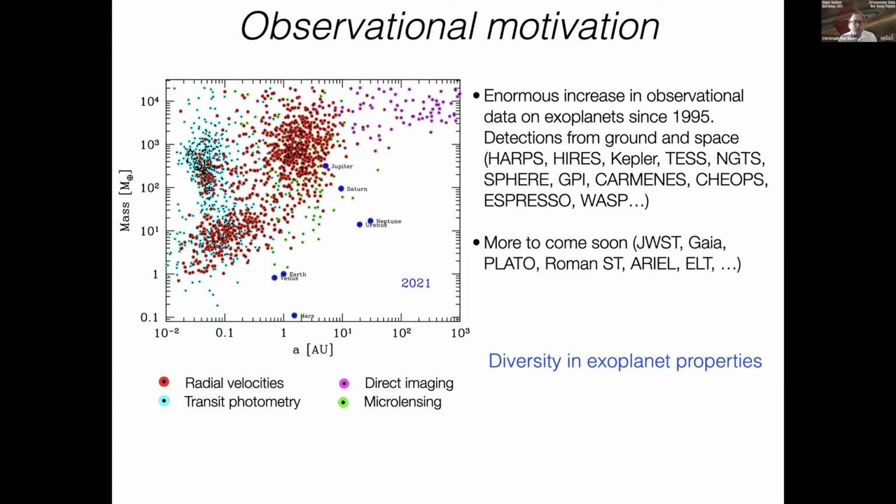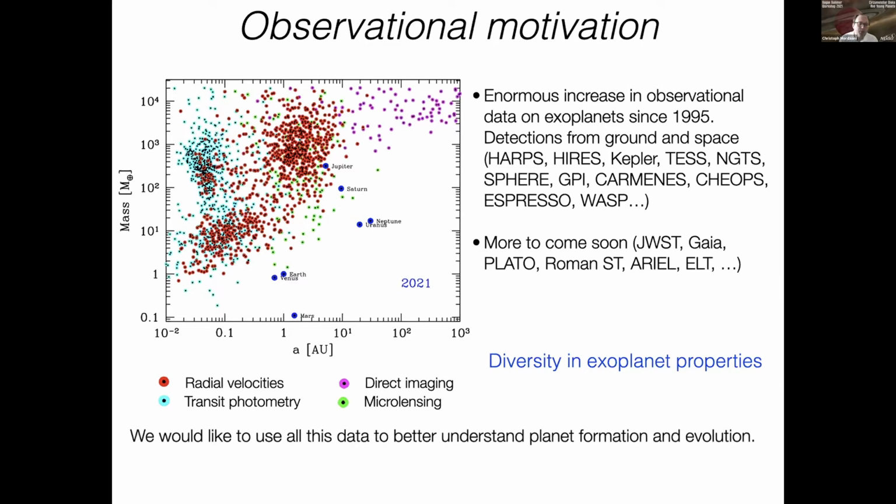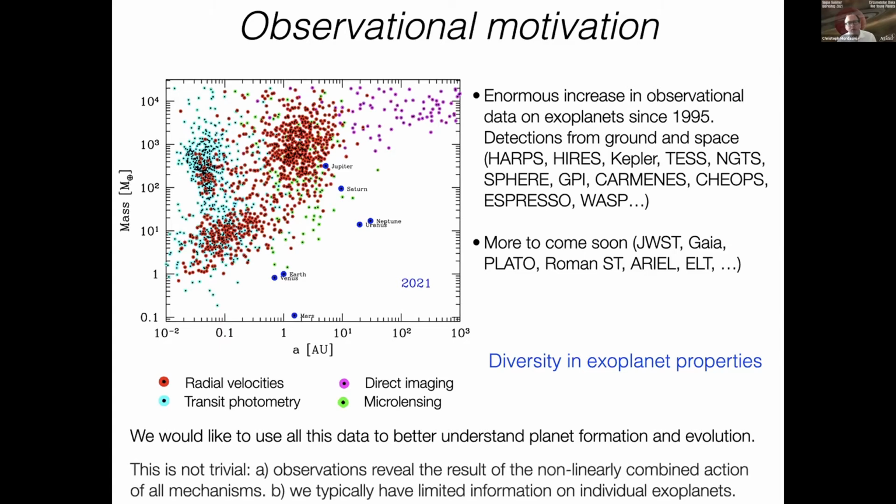Now, if there is one word characterizing this population of exoplanets, it is certainly diversity. And this is not only in the mass distance diagram, but also when you look at things like eccentricities, compositions, luminosities, orbital elements, architectures, and so on. And we would like, of course, to use all this data to better understand planet formation and evolution. But actually, this is not completely trivial.